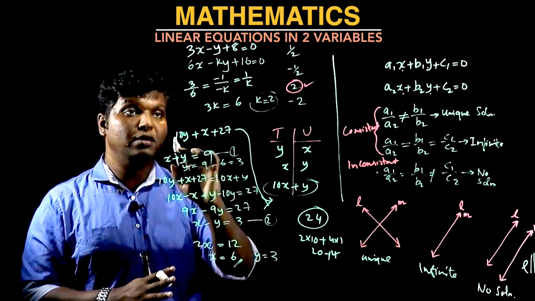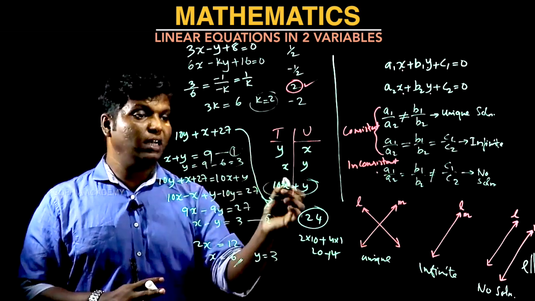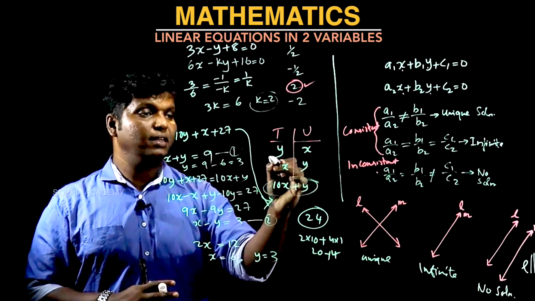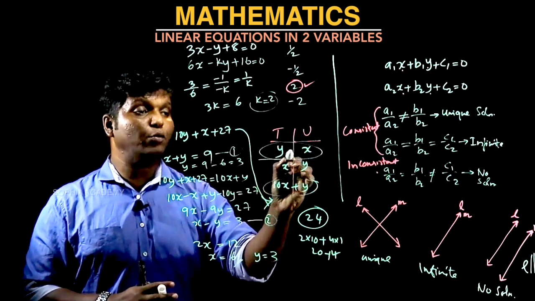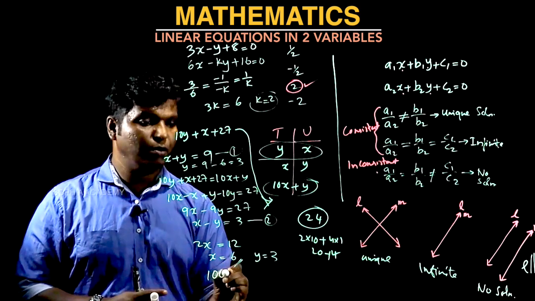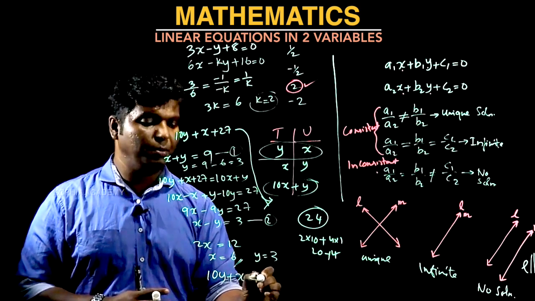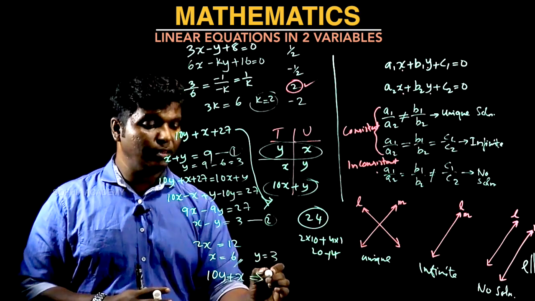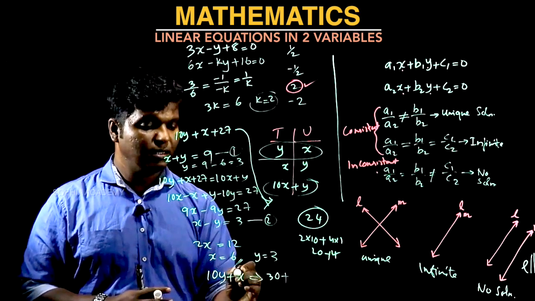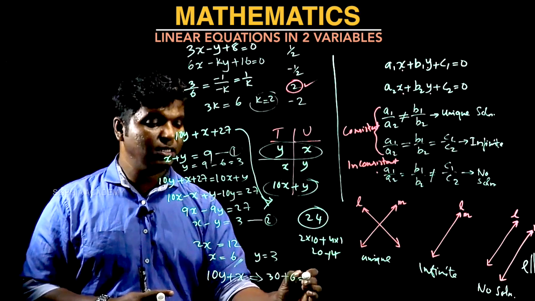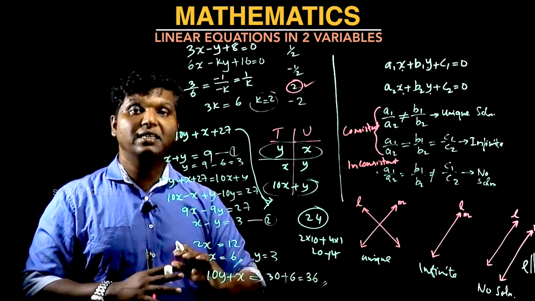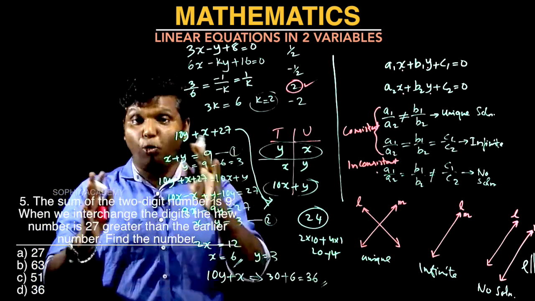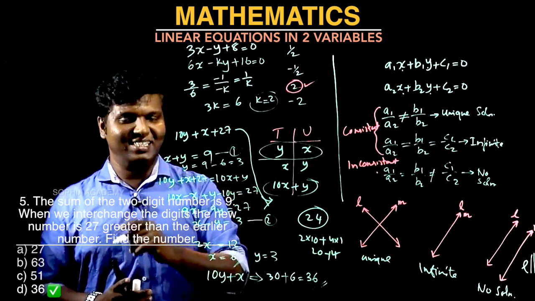Now what will be the number? The original number was 10y plus x. So 10 into y, that is 10 into 3, that is 30, plus x is 6, 30 plus 6, 36 is the original number. So we will choose 36 as the right answer. In the options, you can see option number D, 36 is the right answer.